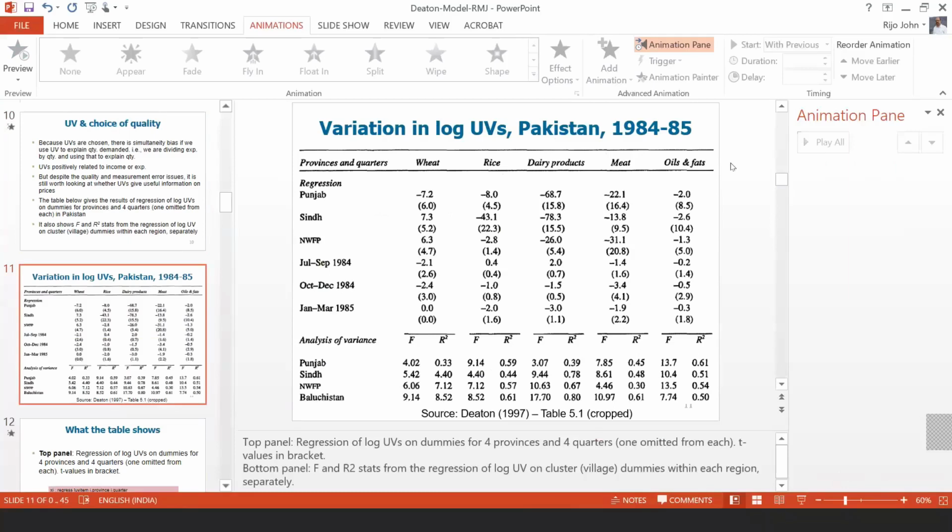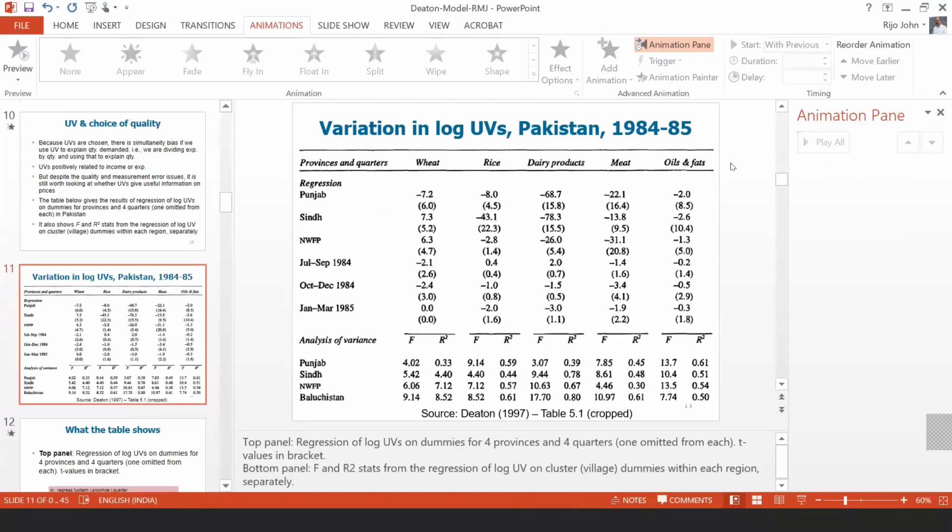So there's quite a variation, like 7 rupees per kilo of wheat difference in price between Punjab and another region, right? Similarly, in Sindh, you will see that it is 7.3 rupees higher compared to the base region. So there's quite a bit of variation that you're seeing here.